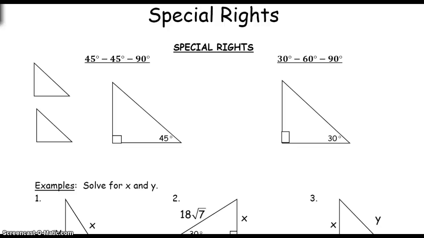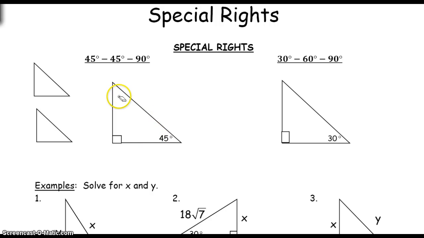All right, today we're going to be talking about special right triangles. So we're going to start with the 45, 45, 90 triangle. And I drew three triangles here. The reason why I drew three triangles is because I want to point out to you that sometimes they'll tell you it's a 45, 45, 90.